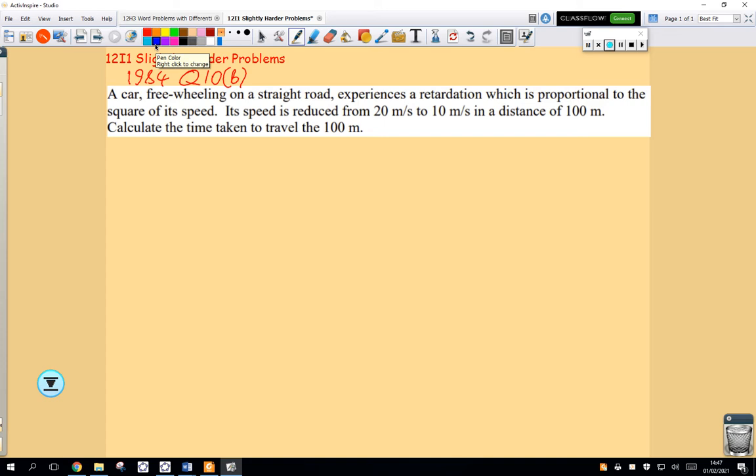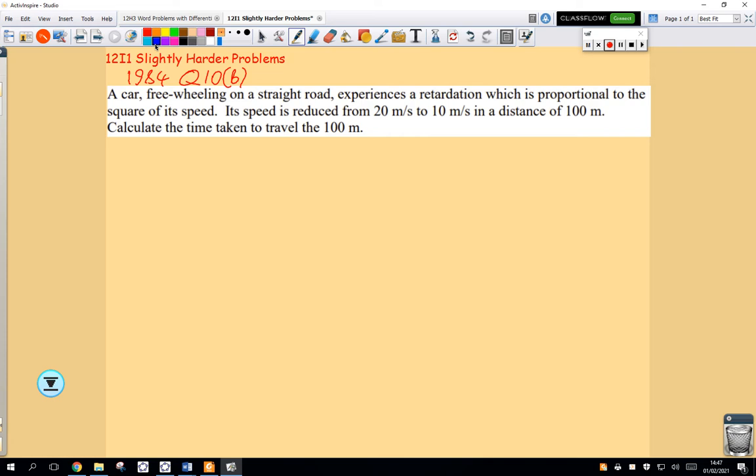So a car freewheeling on a straight road experiences a retardation which is proportional to the square of its speed. Its speed is reduced from 20 to 10 in a distance of 100 meters. Calculate the time taken to travel the 100 meters. Okay, so let's take the first sentence.